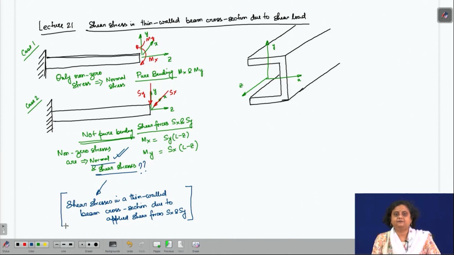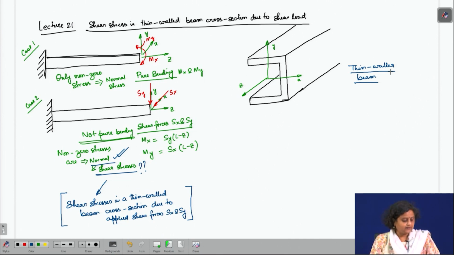Now, first let us find out how to obtain the shear stresses in a thin wall beam cross section. So, this shows a thin wall beam cross section. The cross section is a thin wall C cross section. The x, y and z axes are the same as we have considered earlier. Z is the lengthwise axis of the beam, x and y are the cross sectional axes of the beam.